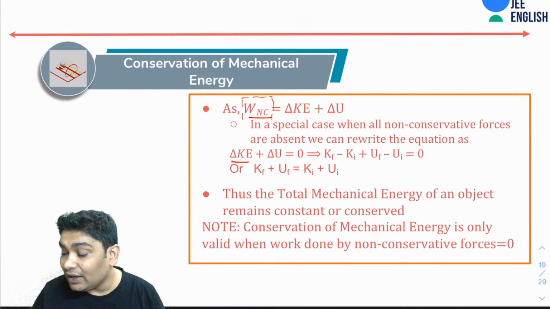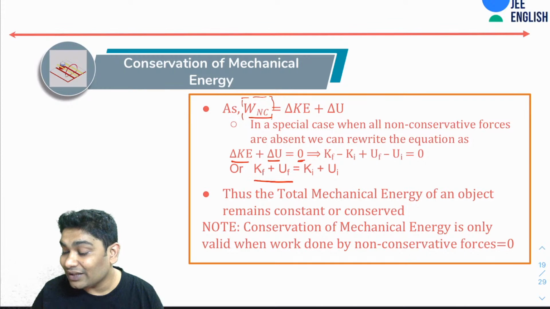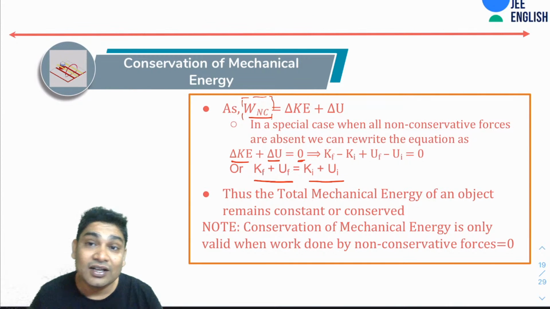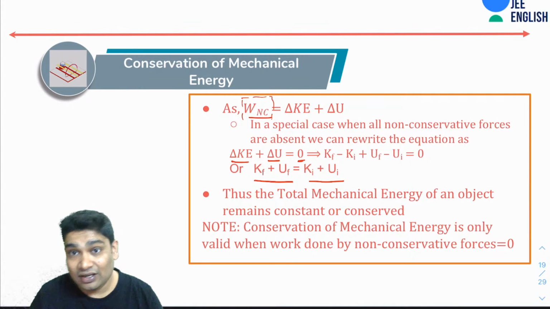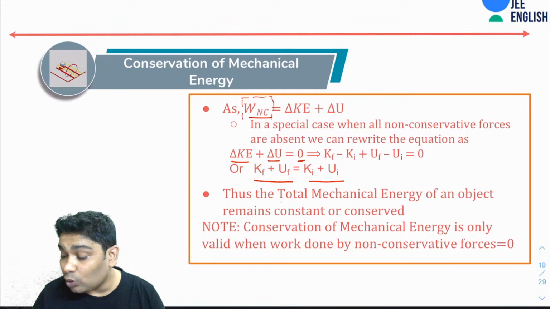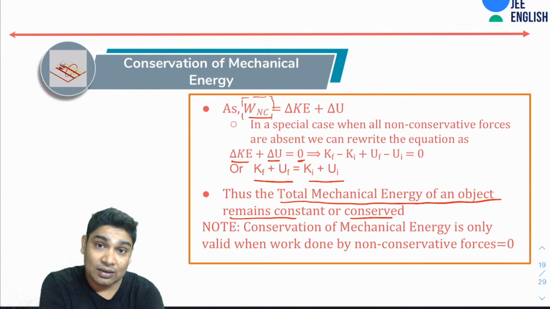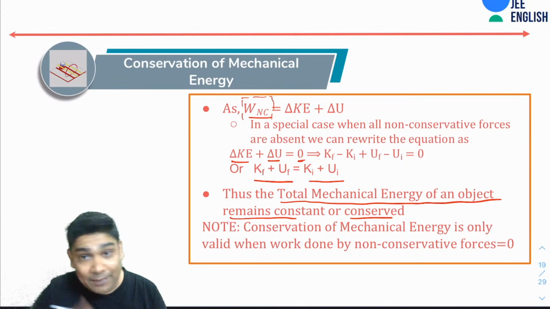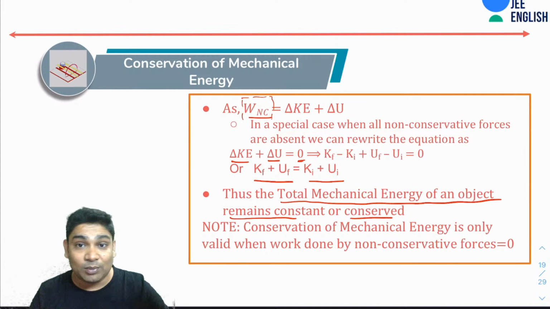Then you can write delta K plus delta U equals 0, which can be rewritten as: delta K can be written as K final minus K initial, delta U can be written as U final minus U initial, and this gives you the form K final plus U final will be equal to K initial plus U initial. Okay, so this you can see is saying that the total mechanical energy of an object or system remains constant or conserved. See, I did not choose any particular moment as my initial and any particular one as my final. I could have chosen any moment as my initial and any other moment as my final.